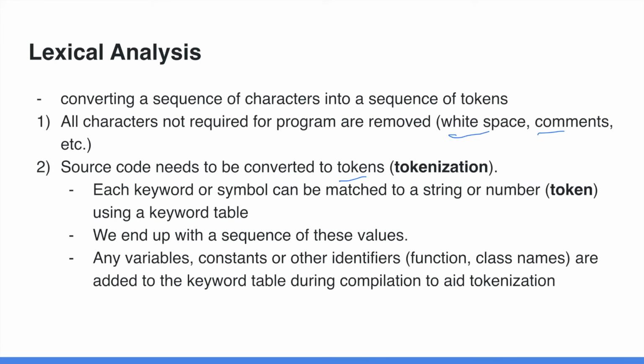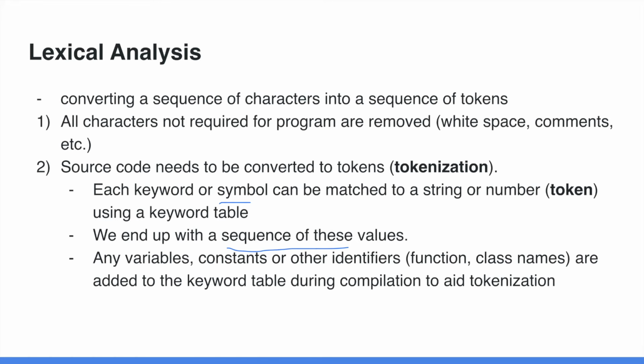Basically, when we're converting into tokens, we're using a table called the keyword table, and we're matching up each keyword or symbol with a particular string or number that is our token. So instead of having our normal Python code or normal C code, we're going to end up with a bunch of numbers and strings that represent things like print or if or for. They basically represent everything about our program, and we'll just have a sequence of those.